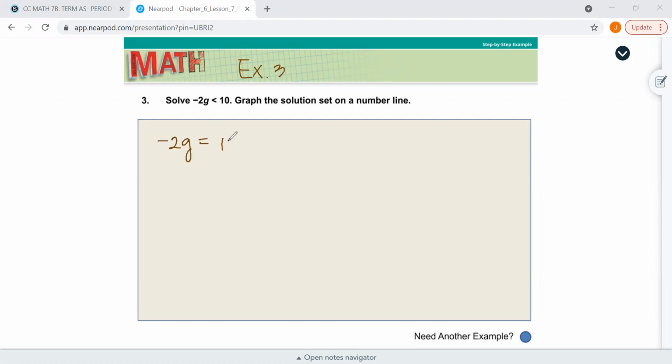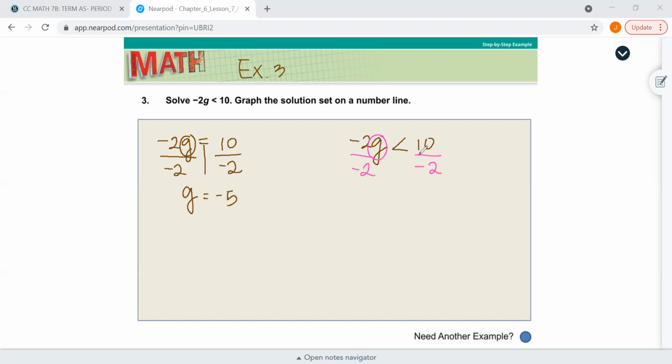So I'm going to compare equation to inequality. So let's solve for G. So -2 is multiplied. So you need to use inverse operation, which is division, divided by -2. So that gives you G = -5. So you're going to solve this inequality the way you solve the equation. So we're going to divide by -2.